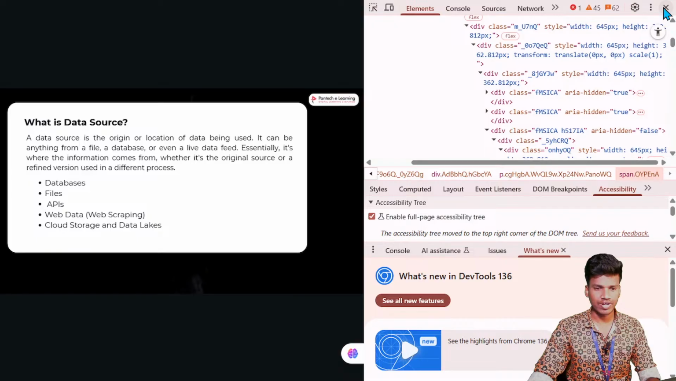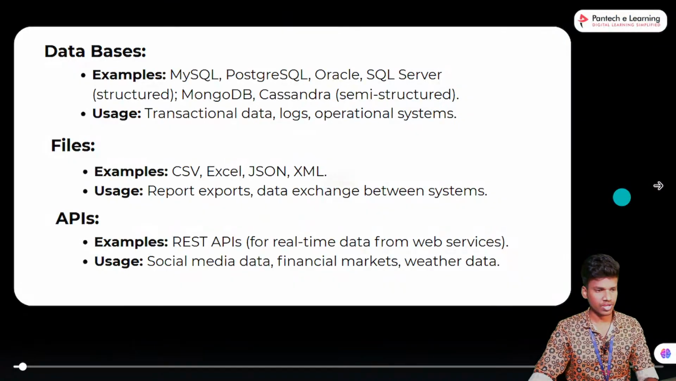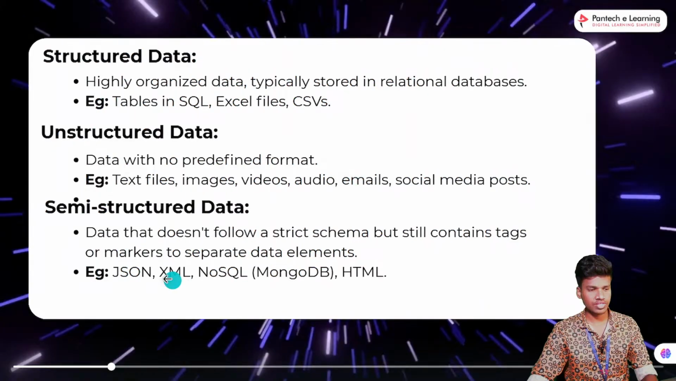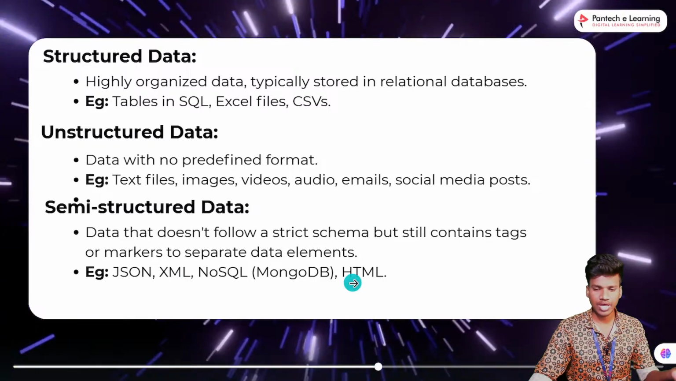Okay, now. So next one, oh sorry. So this is the thing: JSON, XML, NoSQL, HTML, these are all examples of semi-structured data.